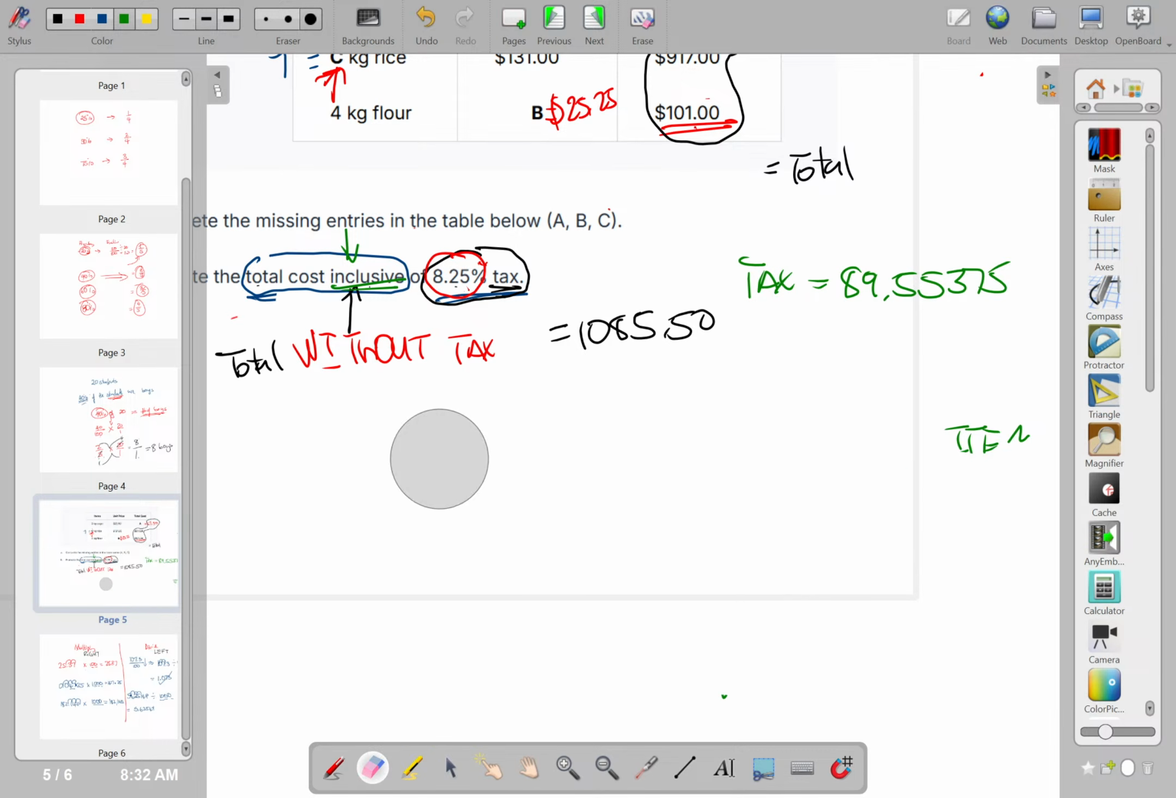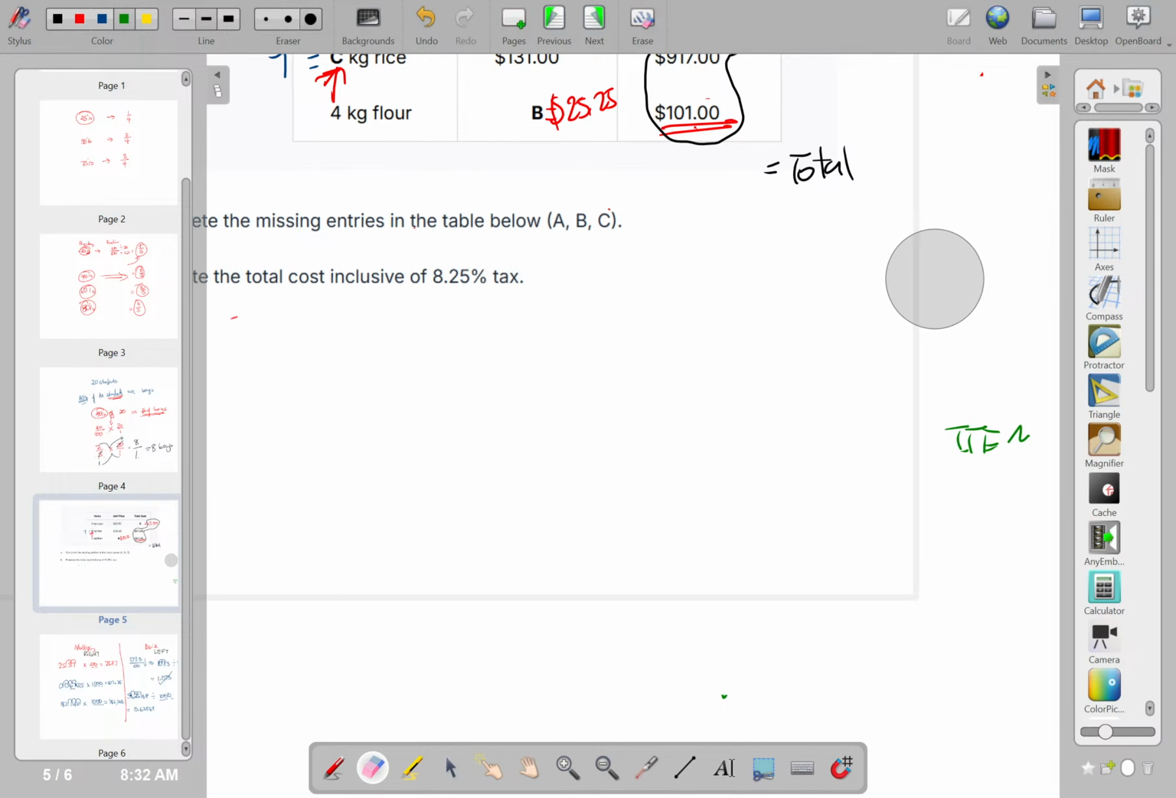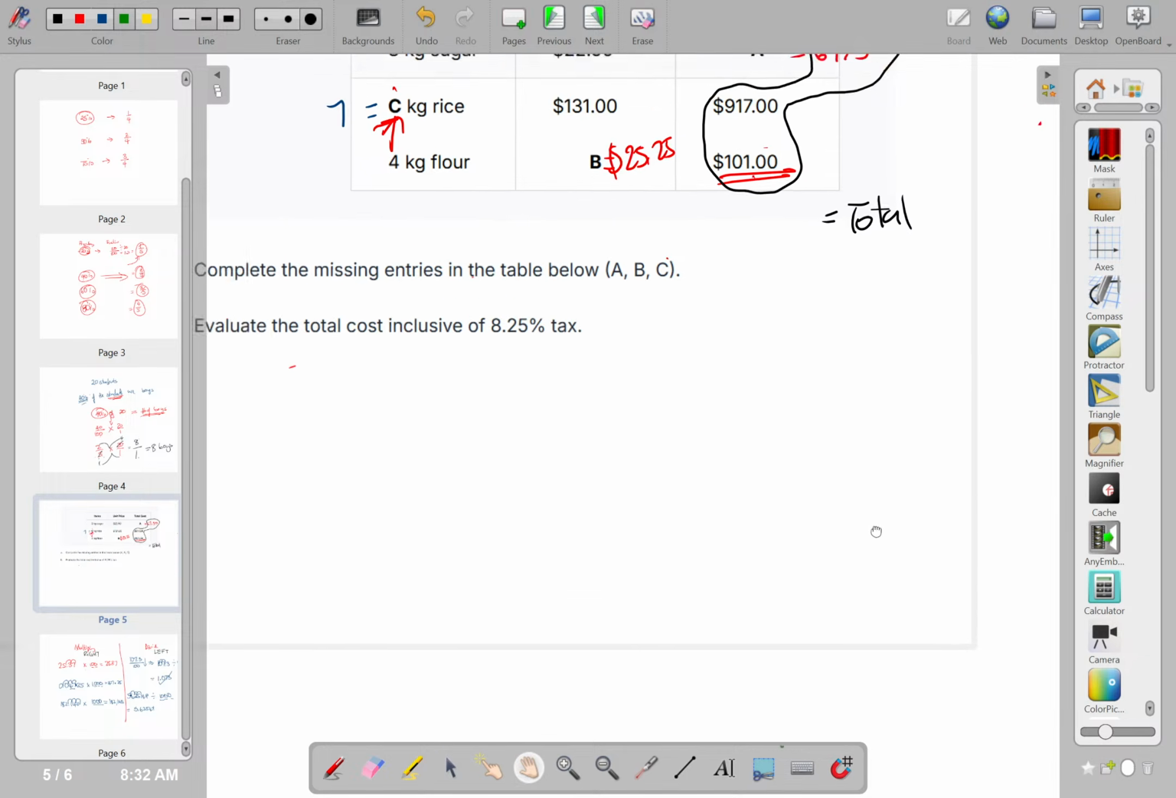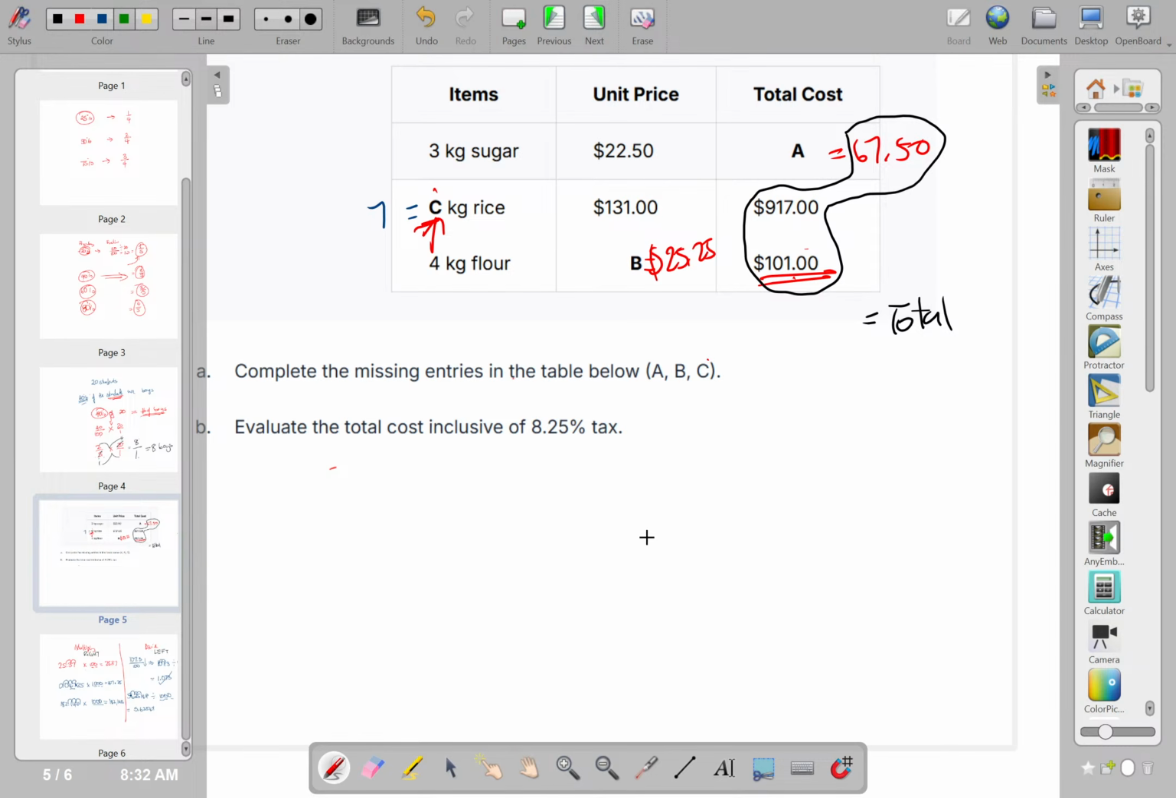All right, now I'm going to just put this little nugget there. Okay, put this little nugget. So the total before was 1085.50.